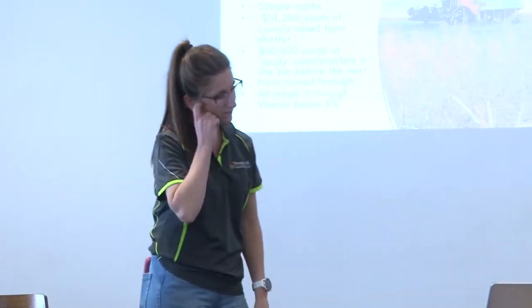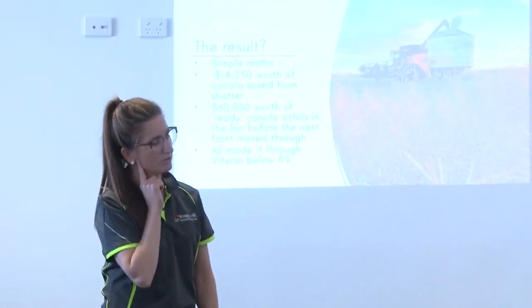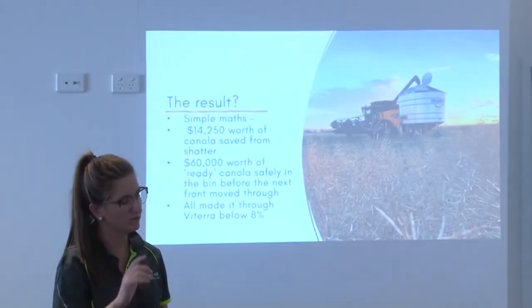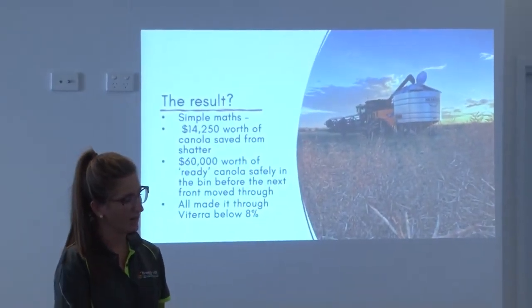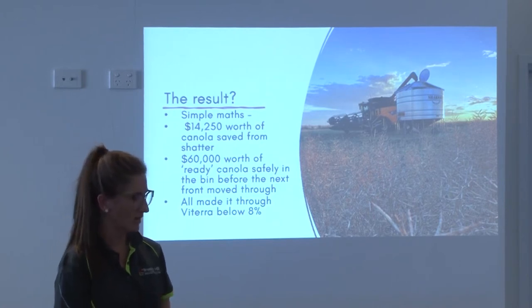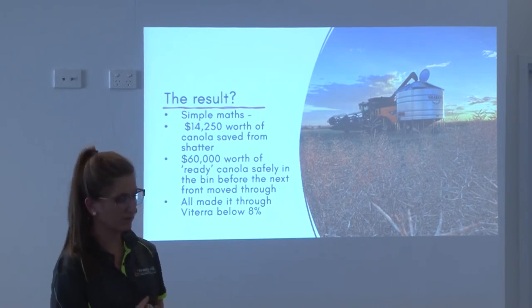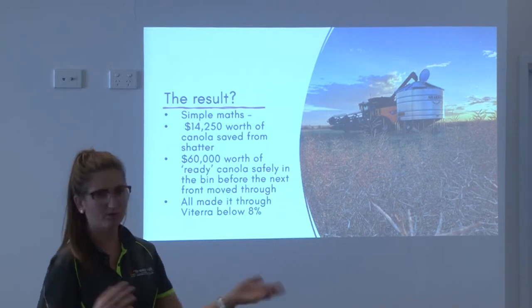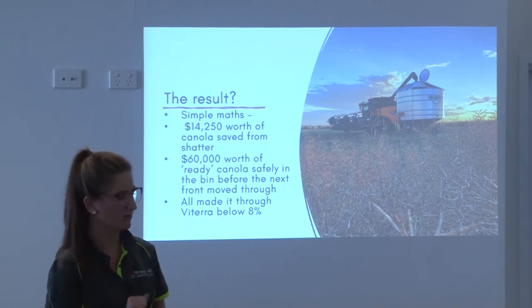There you go, simple maths, there's about $14,000-15,000 worth of canola hopefully saved from shatter just in that area. And yeah, a bunch of canola in the bin before the next rain came through, and all of it made it through at about 7% by the time we mixed the stuff done after the rain and before the rain.